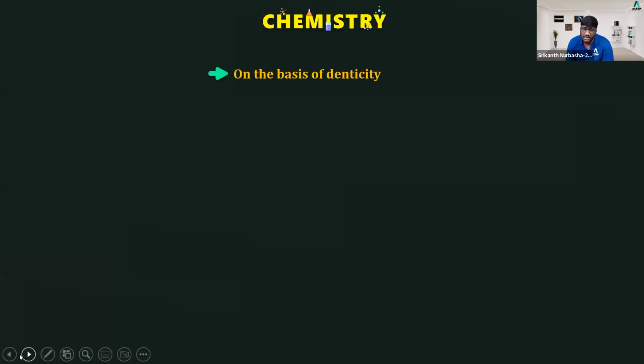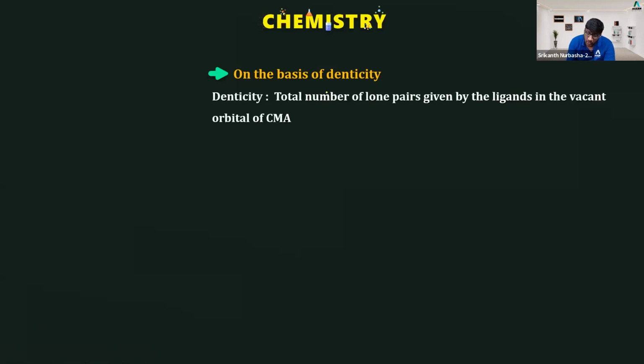So next, this is the classification of ligands on the basis of charge: positively charged ligands, negatively charged ligands, as well as neutral ligands. Next, on the basis of denticity. Denticity is the total number of lone pairs given by the ligands in the vacant orbitals of the central metal atom. Ligands are donating their lone pair to the vacant orbitals of the central metal atom. How many such lone pairs are donated? That is nothing but your denticity.